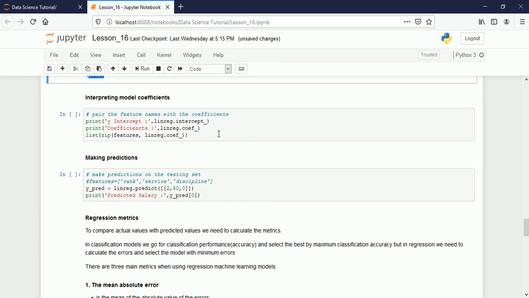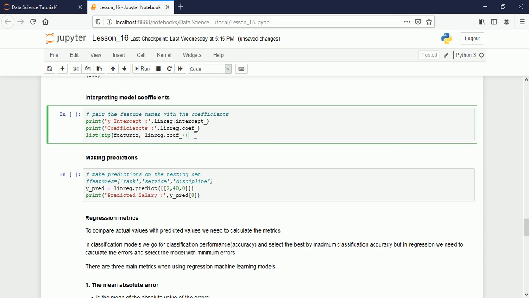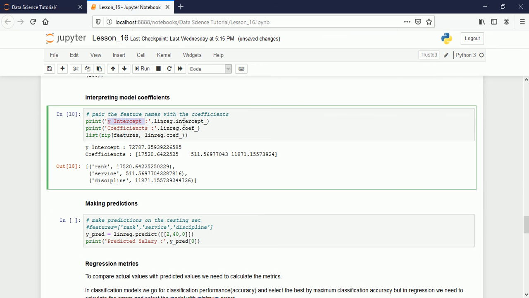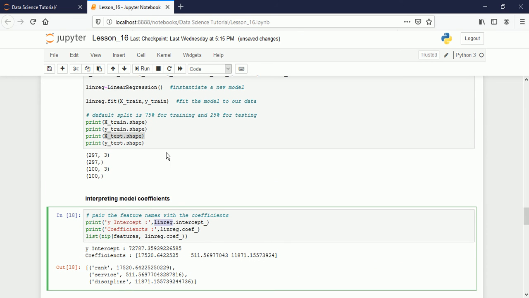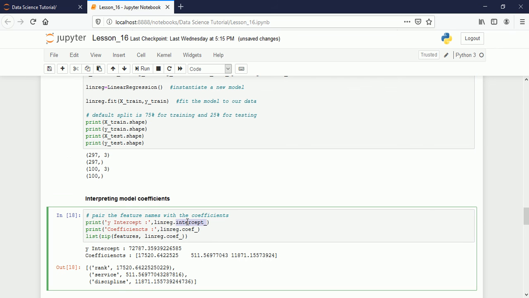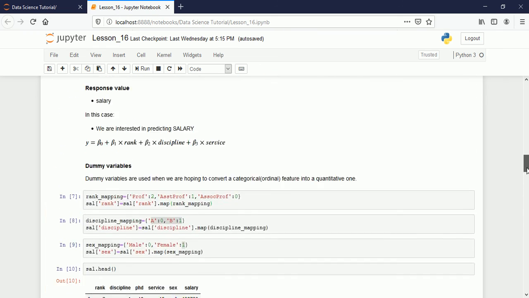And now let's see, we want to find the coefficients and we want to find the intercept. For finding the y-intercept, we have to use this attribute of the linear object we have created here. This is our object, and through that I am calling this attribute. I say intercept, and it is printing the y-intercept is equal to 72,787. It means this value is equal to that much.